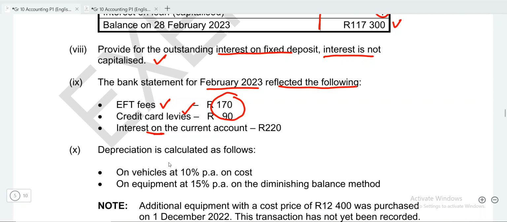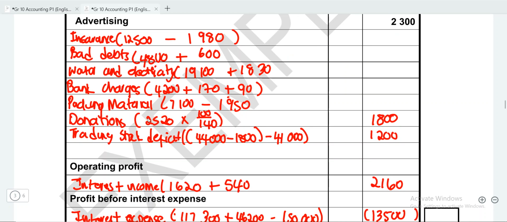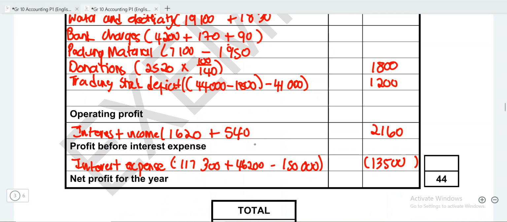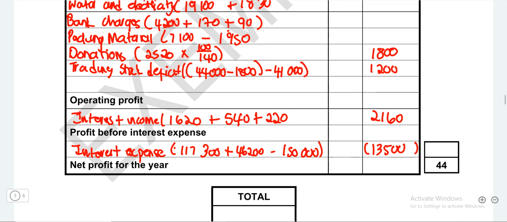Okay, so now this interest on current account of 220 will go to our interest income. So here under interest income we would say plus 220, and then maybe let me erase the total here because there was a transaction that affected this part, so I will erase this part.